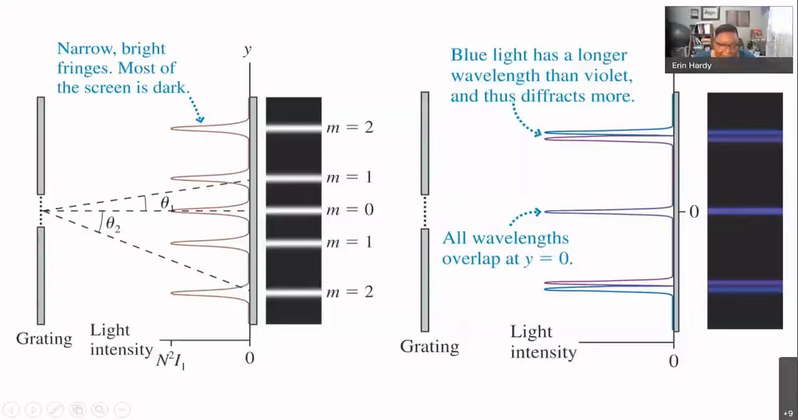But the further away you get from that m equals 0 bright fringe, the greater the separation would be between where the blue source hits the screen and where the violet source hits the screen.